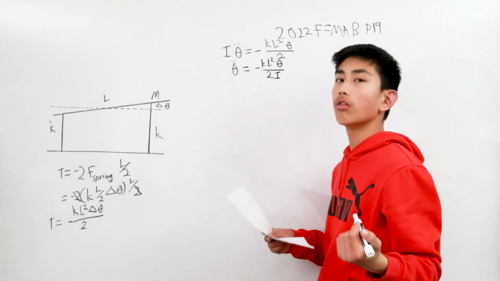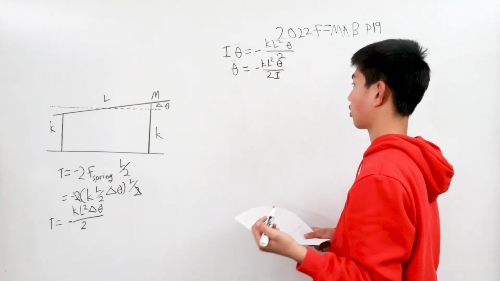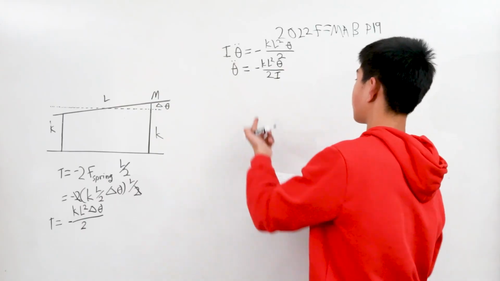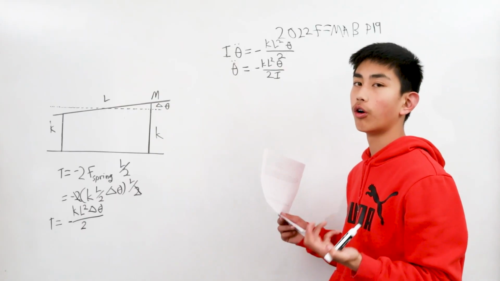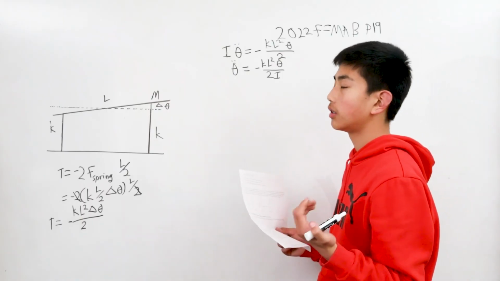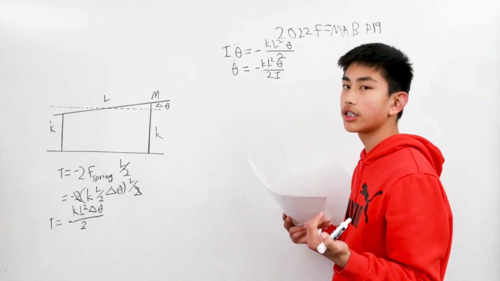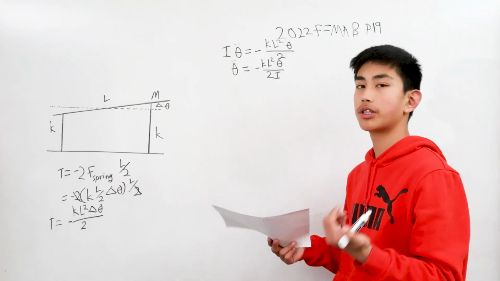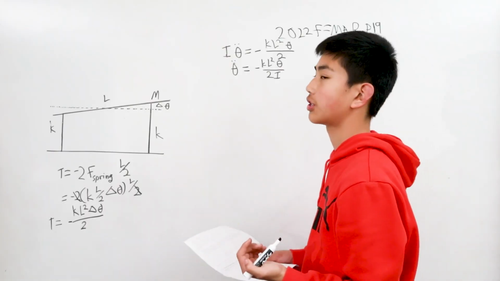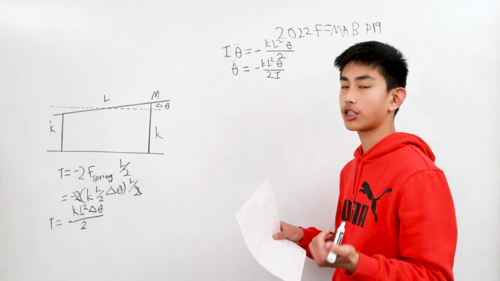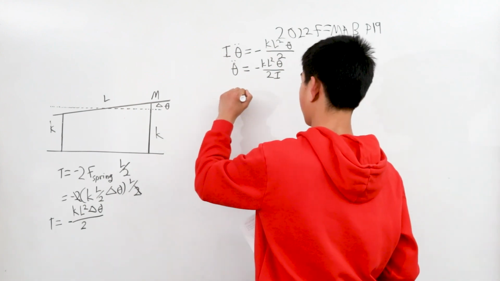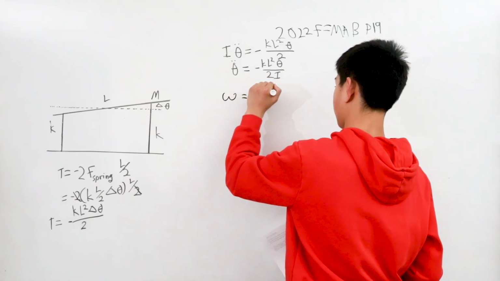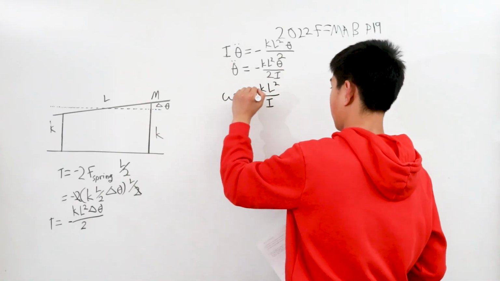Much like the previous problem, we notice that this is the rotational form for our omega. In the last case we were dealing with up and down springs, which is more straightforward: omega is the square root of 2k over m. In this case, we have an omega which is KL squared over I.